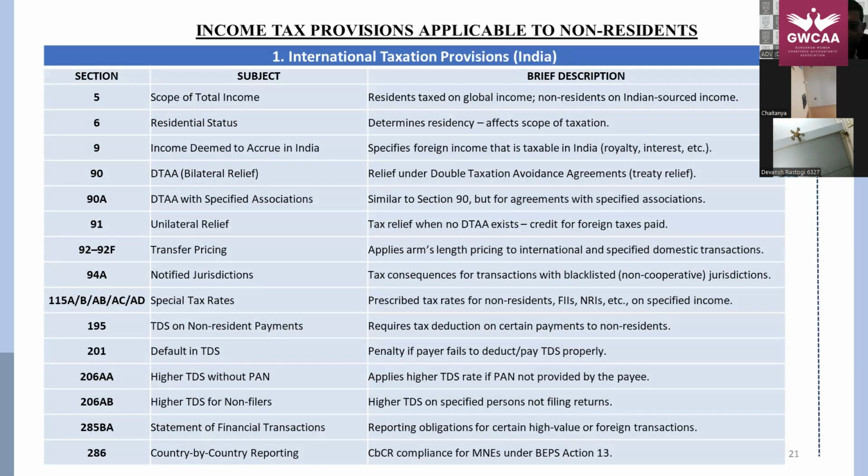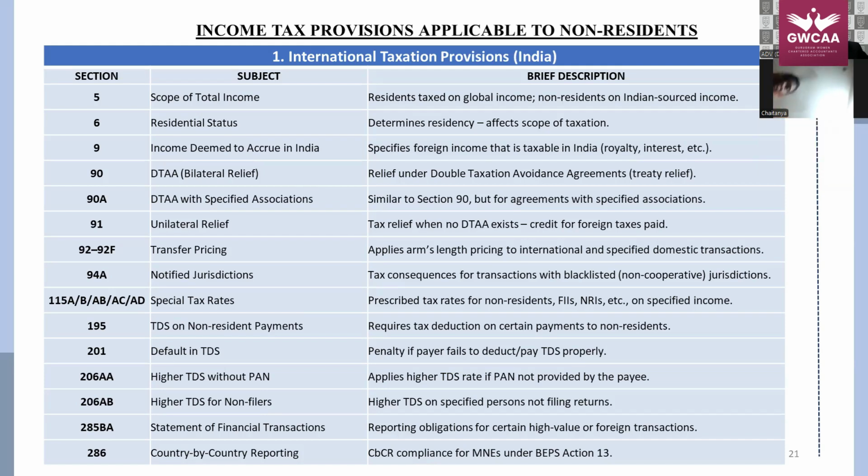Now friends, here we come to an end as far as the residential status is concerned. Now we will discuss income tax provisions which are applicable particularly to non-residents. So I have given the table where the section and subject and brief discussion is mentioned. जैसे सेक्शन 5 वो स्कोप ऑफ टोटल इनकम डिफाइन करता है, दैट वी हैव डिस्कस्ड. 6 फॉर रेसिडेंशियल स्टेटस, 9 फॉर इनकम डीम्ड टू अक्रू.